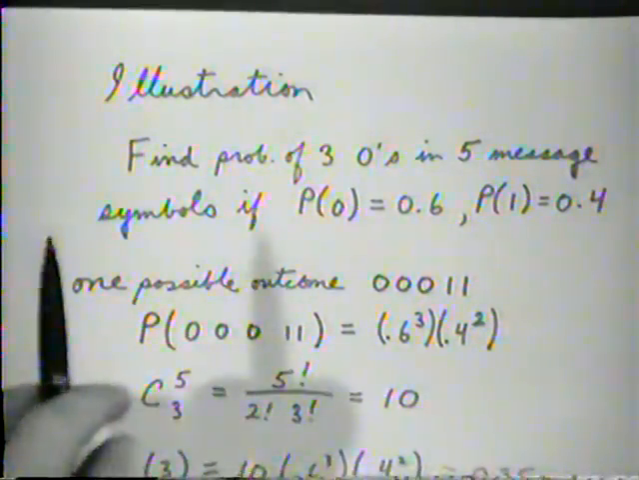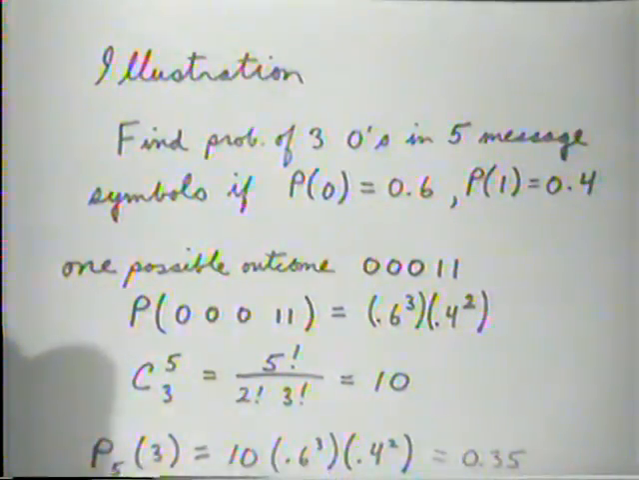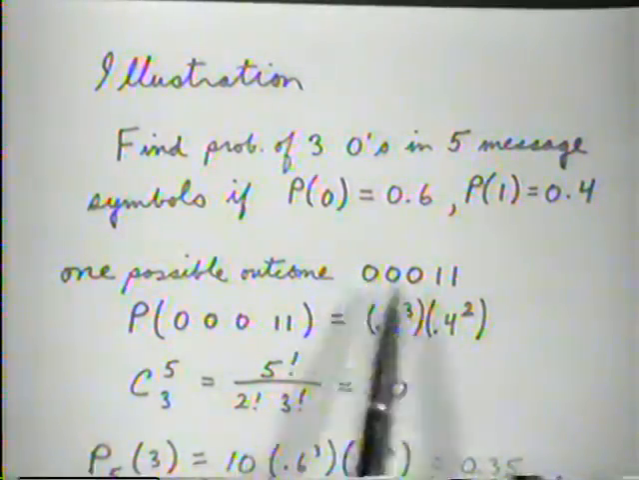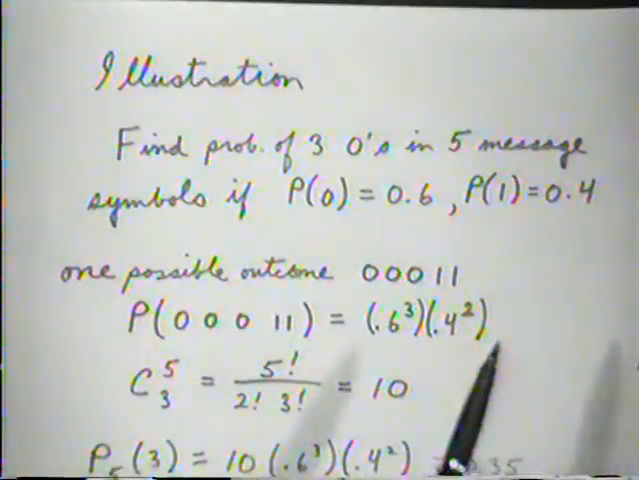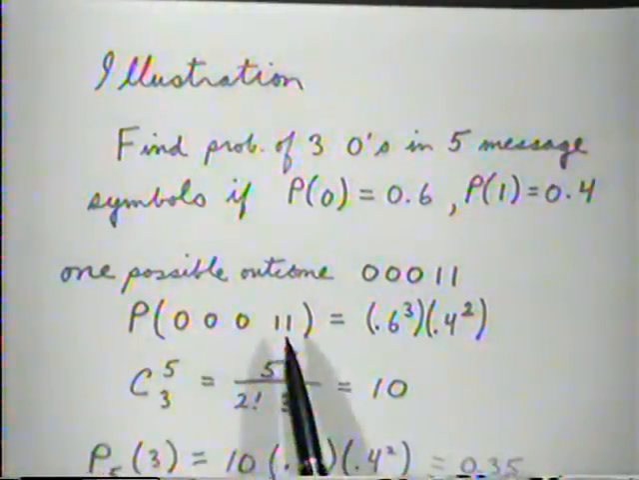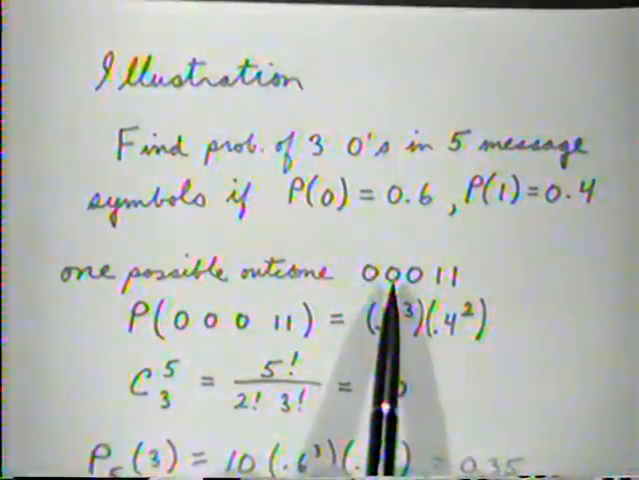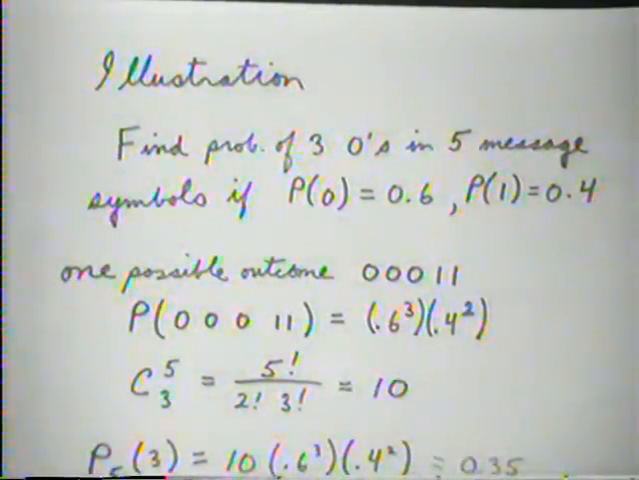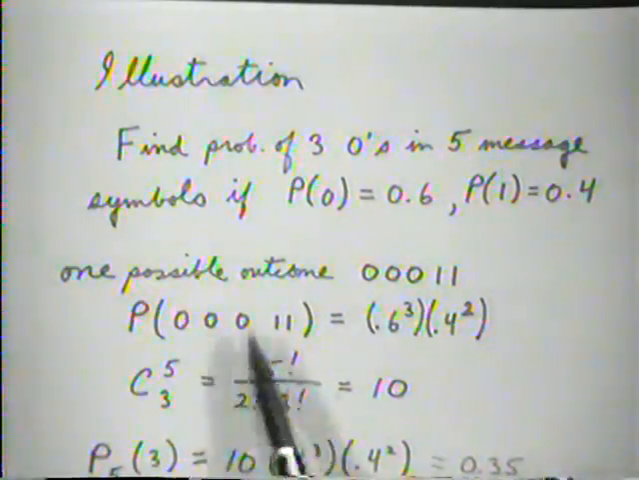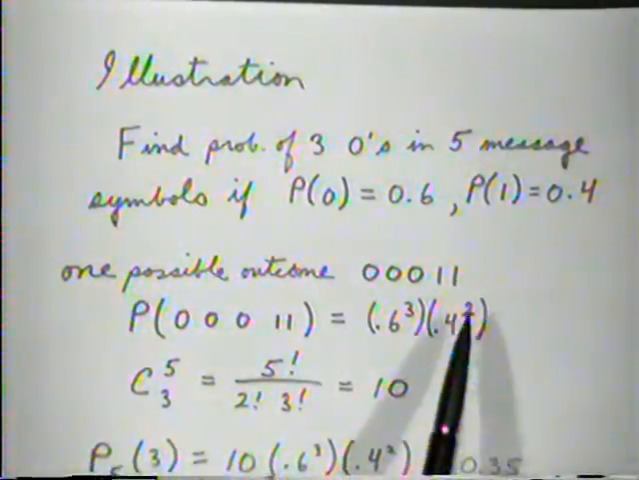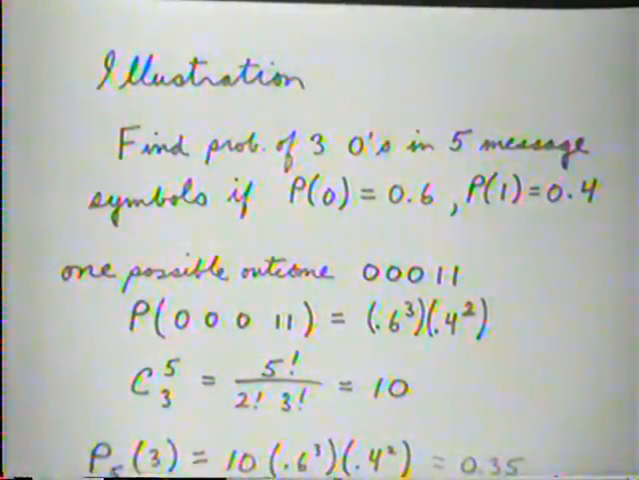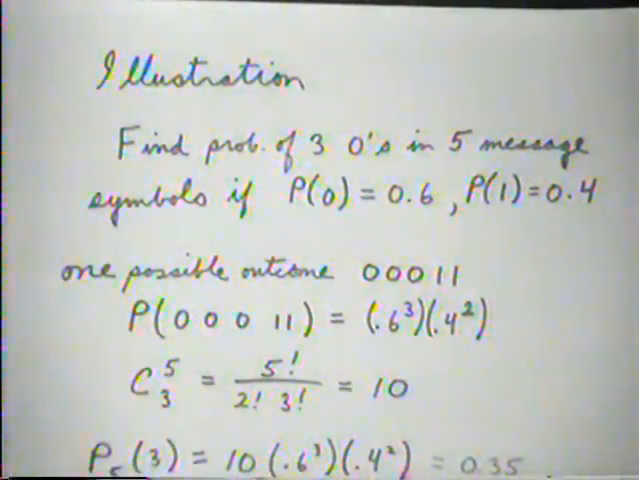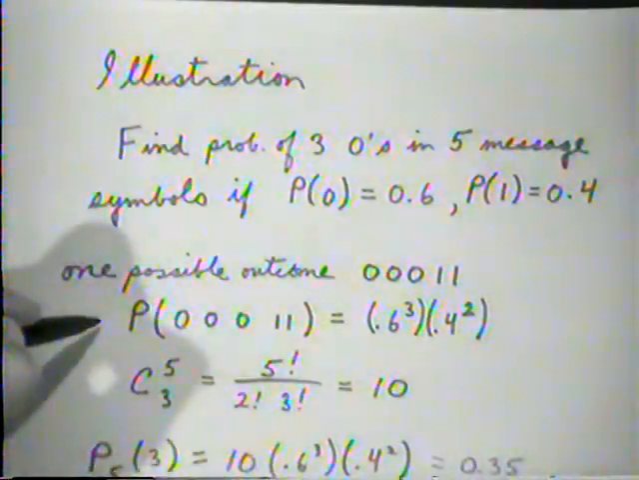All right. Now, we could apply the binomial formula directly, but I just want to show you where that formula comes from. One possible favorable outcome is the following. We could have the 3 zeros first, followed by 2 ones. The probability that we would get that outcome is the probability that we would have a 0 times the probability we'd have a 0 times the probability we'd have a 0, which is 0.6 to the 3rd power. The probability that we'll have a 1 followed by a 1 is 0.4 squared. And the probability that all of these things would happen is just the product of the probabilities. So this is the probability of just one possible outcome.